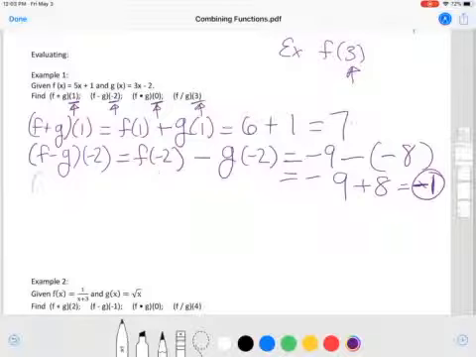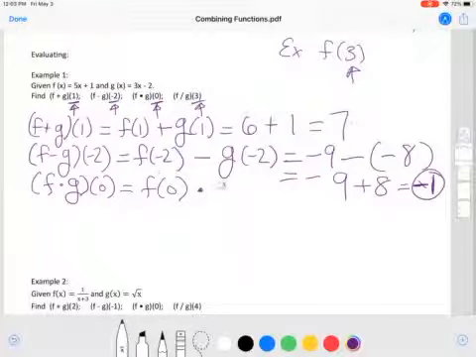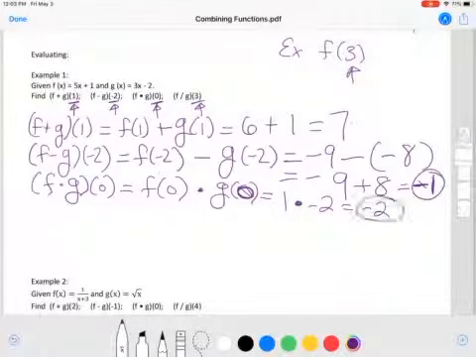Now we're going to do f times g of 0. So I want to take f of 0 and multiply it by g of 0. So f of 0 is 1. If I plug in 0 for f, I get 1, times, now I'm going to find g of 0. G of 0 is going to be a negative 2, so my final answer is going to be negative 2. So f times g of 0 is negative 2.